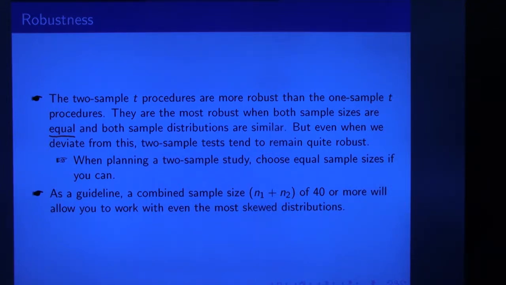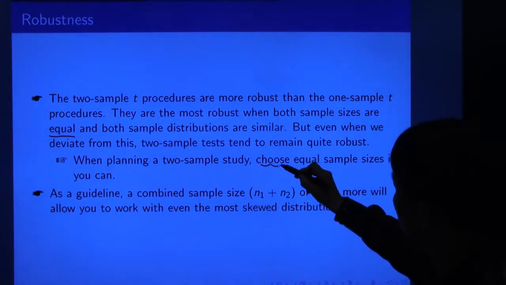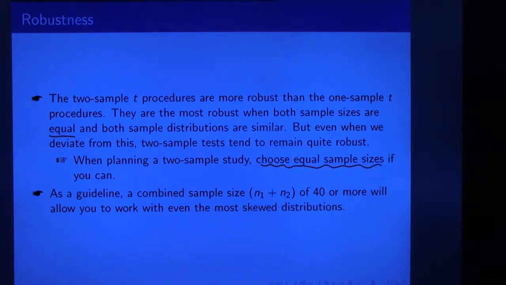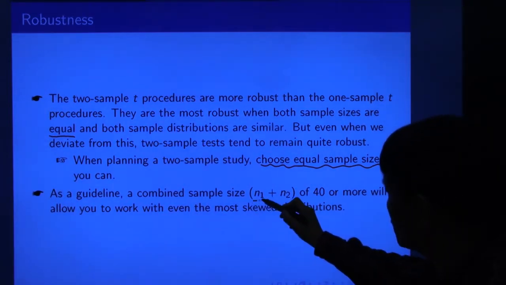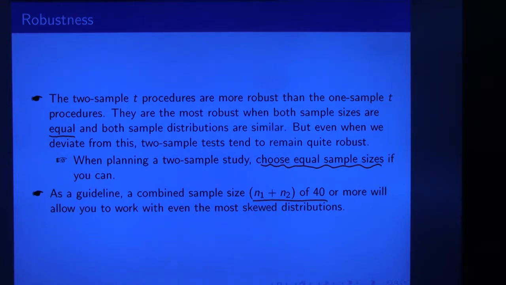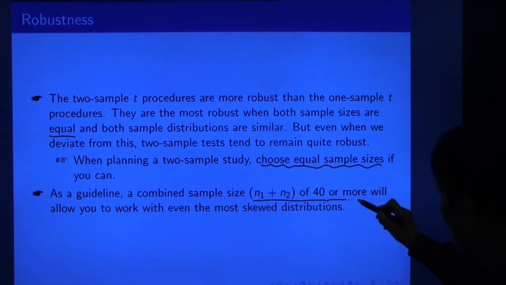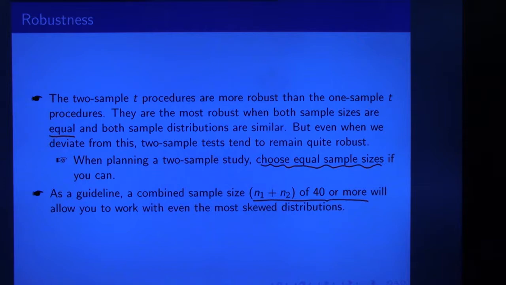When planning a two-sample study, if we can, we choose equal sample sizes. As a guideline, a combined sample size N1 plus N2 of 40 or more will allow us to work with even the most skewed distributions.